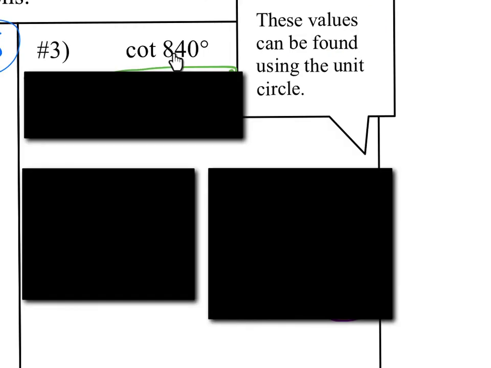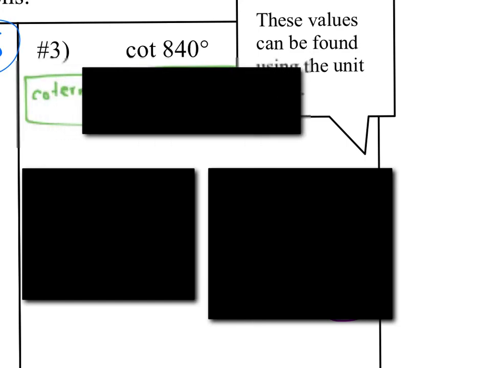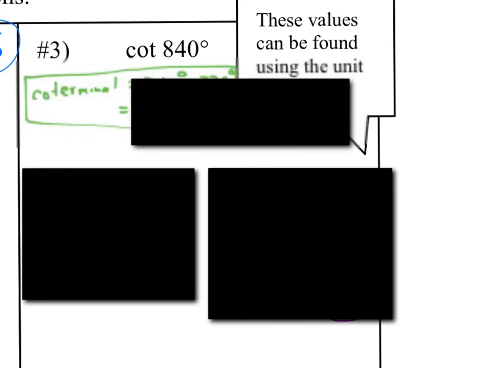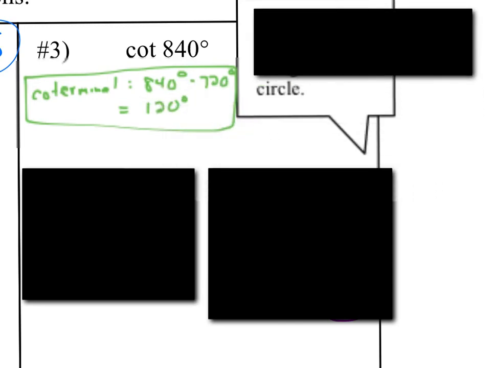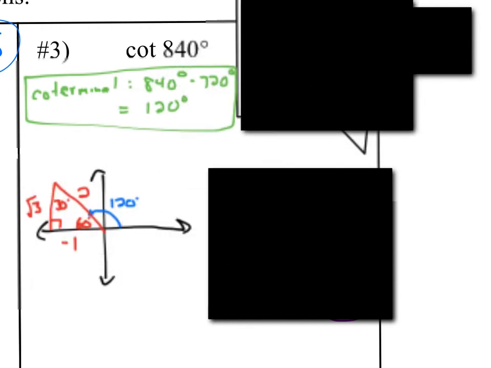Number 3, we have cotangent of 840 degrees. You might find that 840 is not a comfortable angle to use, so you could find a coterminal angle. To find coterminal angles, you add or subtract complete revolutions. If I subtract 1 revolution, that's 360, which is not really enough. I'm going to subtract 2 revolutions. So I'm taking 840 minus 720, that's 2 revolutions. That's going to give me 120 degrees. If I draw 120 degrees from standard position, it's going to give me this angle here. That makes the reference angle 60 degrees, which gives me a 30, 60, 90 triangle.